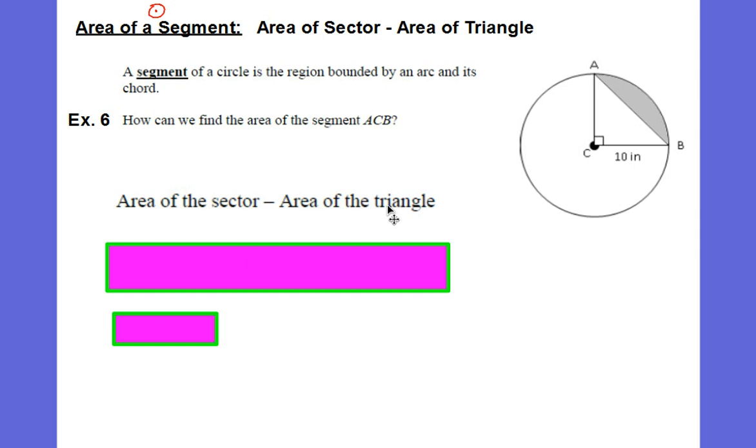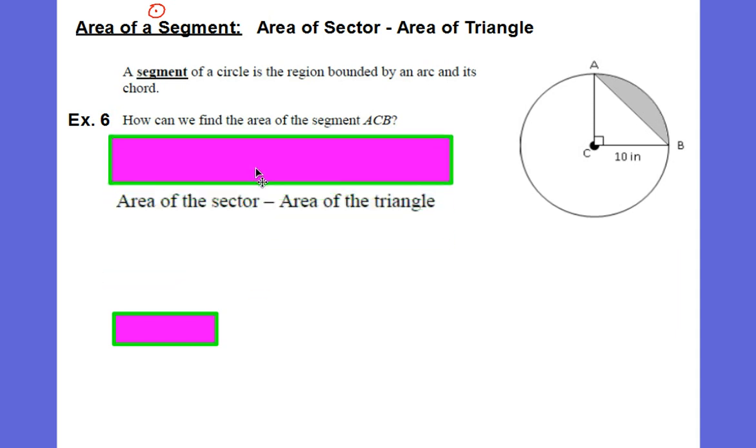Doesn't really look like a formula, but this is what you would do. You'd find the area of the whole sector, right? Like if I shaded all of that, find all that area, and then you just simply find the area of the triangle and subtract them, and you'll be left with this shaded part. So add to your formula this right here: area of the sector minus area of the triangle.